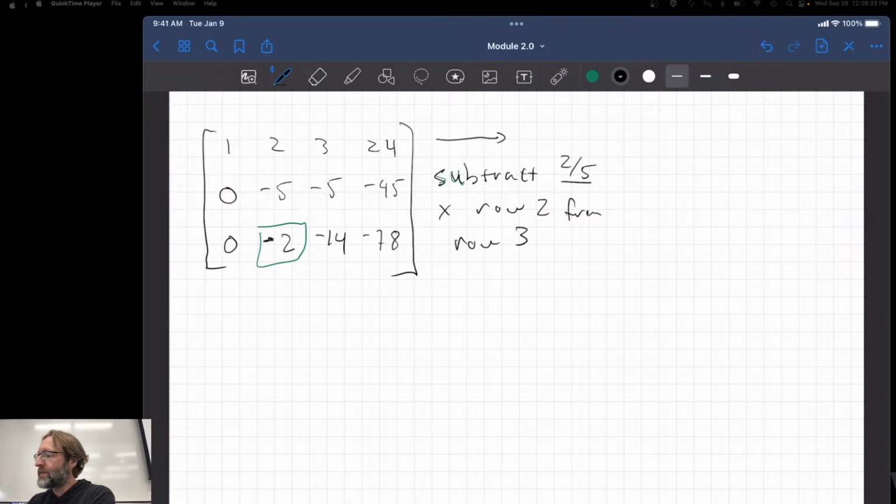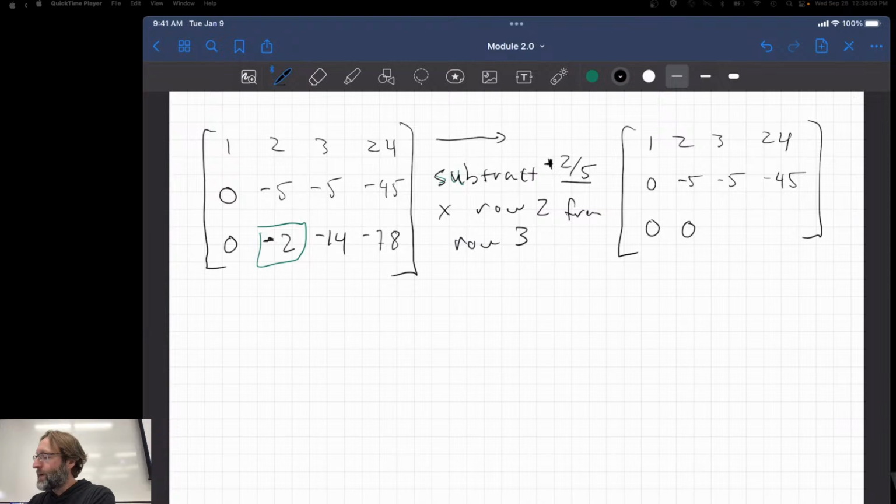2/5? 2/5? Why? Because 2/5 times -5 is going to be -2, but subtracted from -2. So we want -2/5, right? -2/5 times 5. Oh, sorry. You're right. Subtract plus whatever, right? All right. So the first 2 rows are unchanged here. 24, 0, -5, -5, -45, 0, and then of course 0.